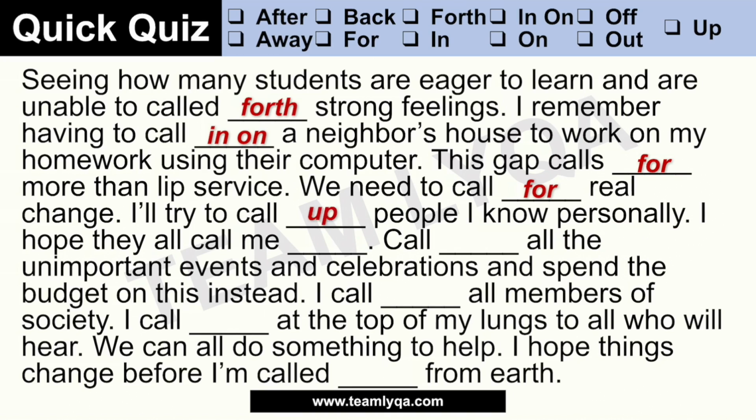Okay, so I hope, ibig sabihin, sana pag tinawagan ko sila, tawagan din nila ako pabalik or sumagot sila sa tawag ko. So, ang maganda dito would be to call me back. I hope they all call me back. So, tatawagan ko sila, I'll call them up. I hope they call me pabalik, call me back.